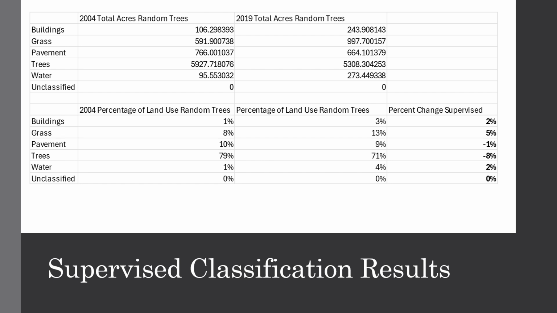Some of these results make sense, including the increase in grass for cleared lots and the decrease in forest for new development, along with the increase in buildings for new warehouses. However, the pavement reduction and water increase still don't quite add up.